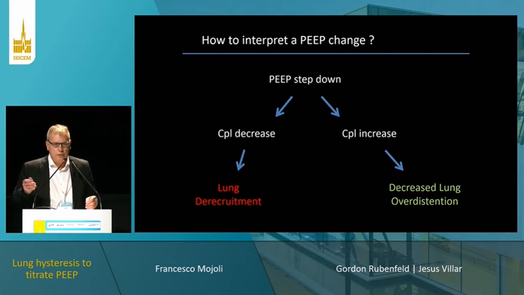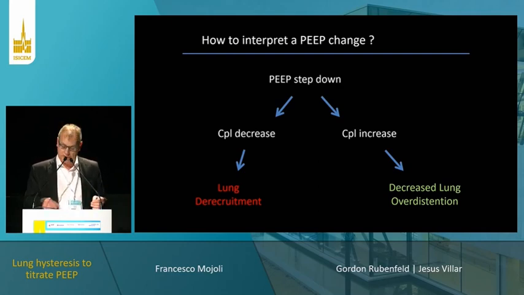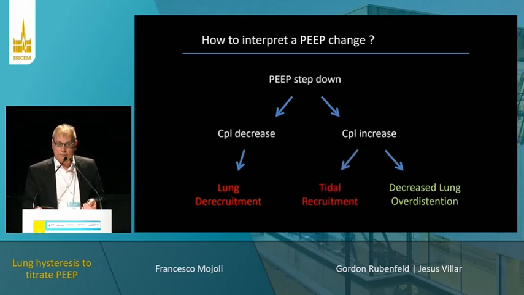In fact, if you decrease PEEP and you see a decrease of compliance, this is easy to interpret, no? It's a lung de-recruitment. Whereas if you see an increase of compliance, this can be associated with a decrease of lung overdistension, but also with tidal recruitment, to the fact that your PEEP is no more able to keep the lung open during the expiratory phase, and you have opening and closing.